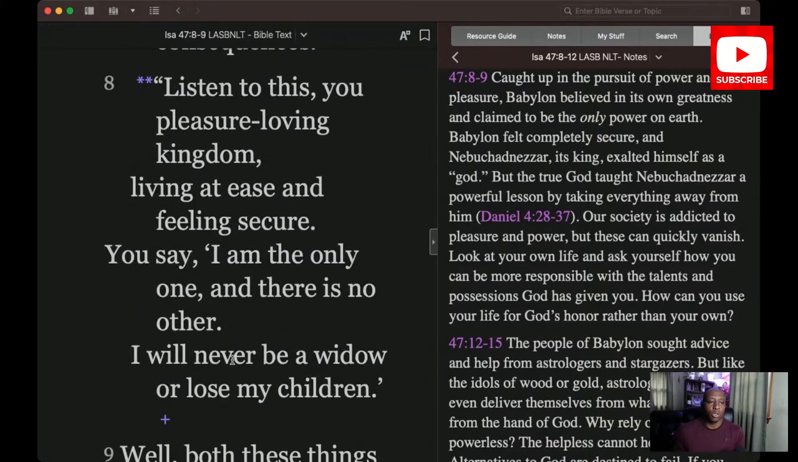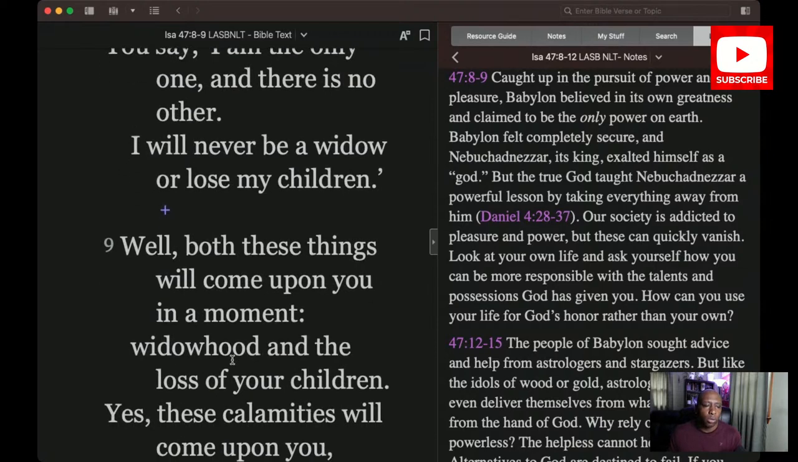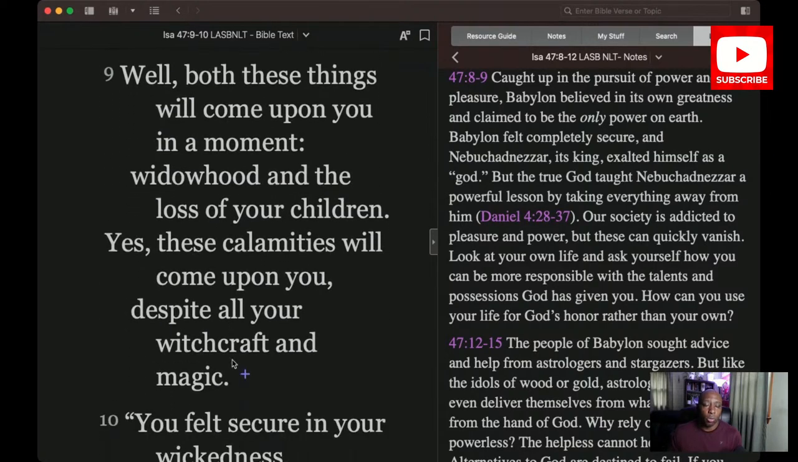Listen to this, you pleasure-loving kingdom, living at ease and feeling secure. You say, I am the only one, and there is no other. I will never be a widow or lose my children. Well, both these things will come upon you in a moment: widowhood and loss of your children. Yes, these calamities will come upon you despite all your witchcraft and magic.